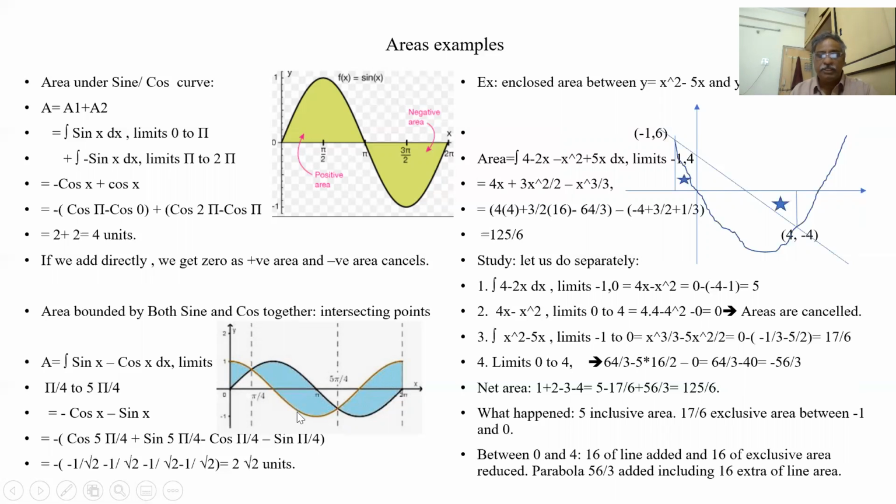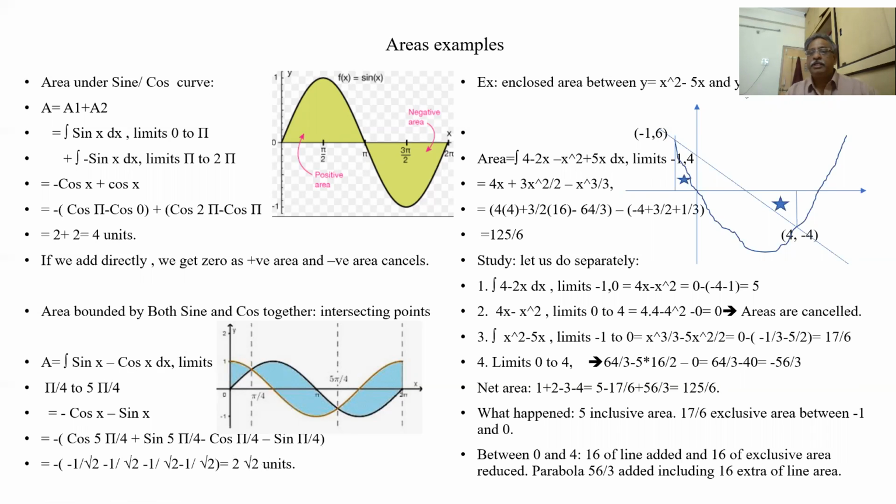I want the area, this is the area. So sine 0 is 0, so this is sine curve. Cos 0 is 1, this is cos curve. So integral sine x minus cos x dx. So when I subtract, I'm getting 2 root 2 units.